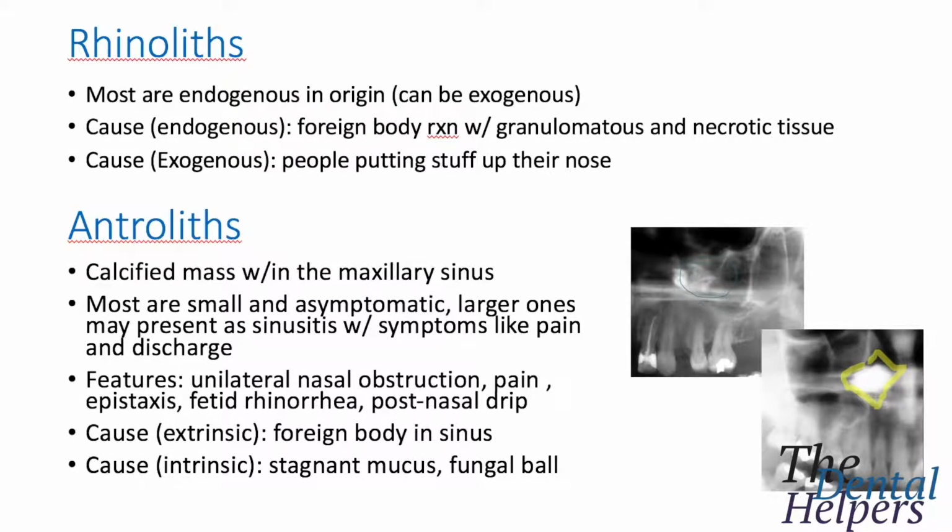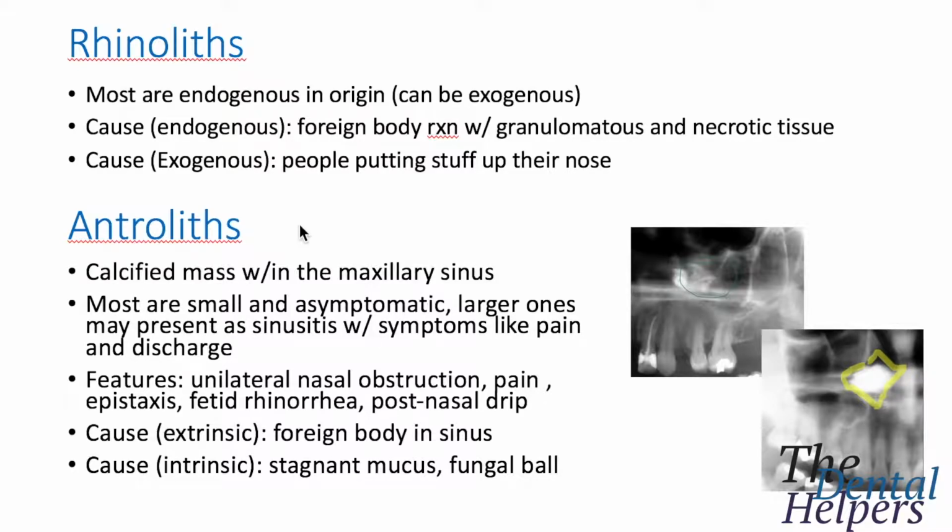Now, rhinoliths and antroliths. Rhinoliths can be endogenous in origin. It can also be exogenous. If you think of rhino, think of nose. Your endogenous ones are going to be anything like a foreign body reaction with granulomatous and necrotic tissue. Or you can have exogenous forms. Basically, you shove something up your nose. So this is going to be common in kids.